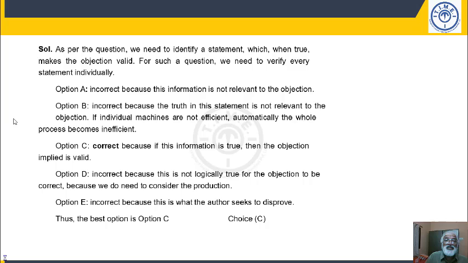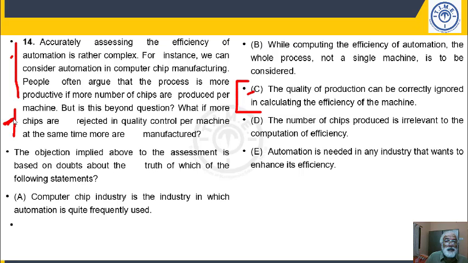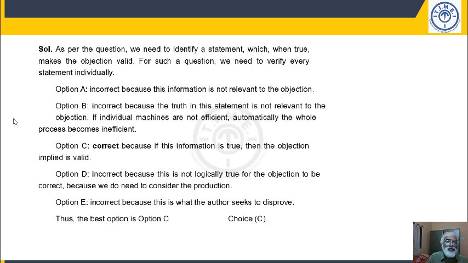What is D? D says that the number of chips produced is irrelevant to the computation of efficiency. No, that's exactly what the assessment is based on, but it's not what the objection is based on. The objection is based on the fact that you may not have quality. So making a statement saying you can ignore quality is what they're objecting to. And E says automation is needed everywhere. That is irrelevant. The author is not seeking to disprove that. The author says there should be an optimum. Yes, have automation, but not to the point where it's going to impact your quality, right? So your option here would actually be C.